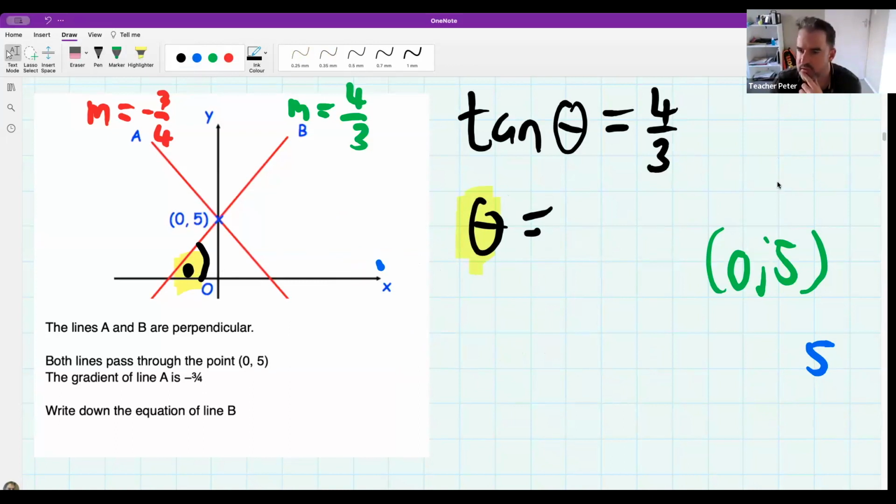Anybody else any questions? Otherwise, pop your answers in the chat. And the lady has given a lovely little tip. You go shift tan 4/3. And what do we get for this angle over here? I want to see a couple of answers in the chat. Callan agrees with Bukle. Anyone else agree with Callan?